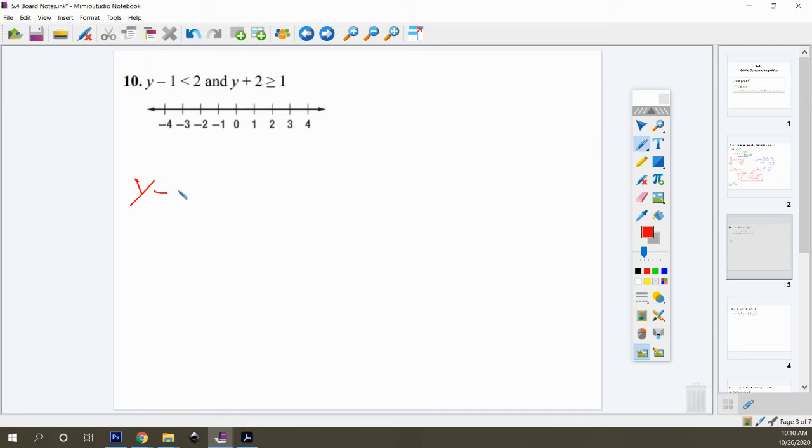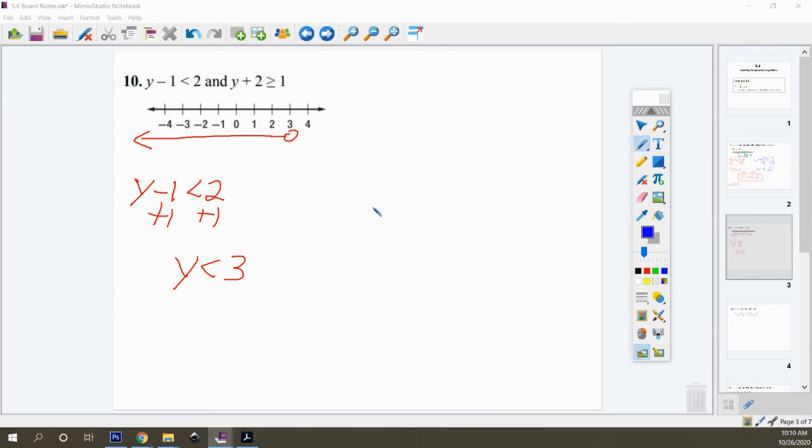So we're going to write y minus 1 is less than 2, and we're going to solve that. So plus 1 to get rid of the minus 1, and I have y is less than 3. So I'm going to come up here, empty circle, go to the left, put a little arrow. Empty circle because there's no line on it.